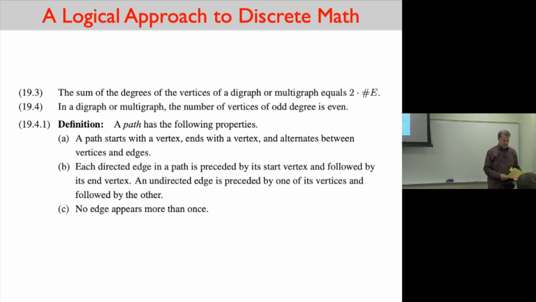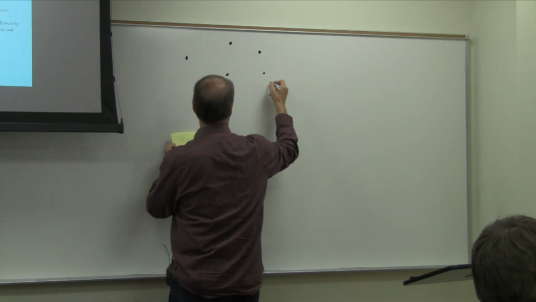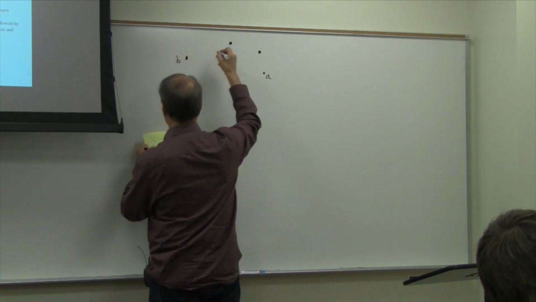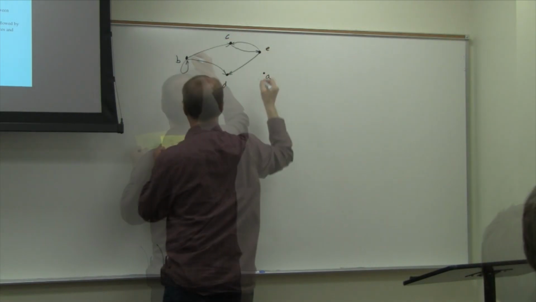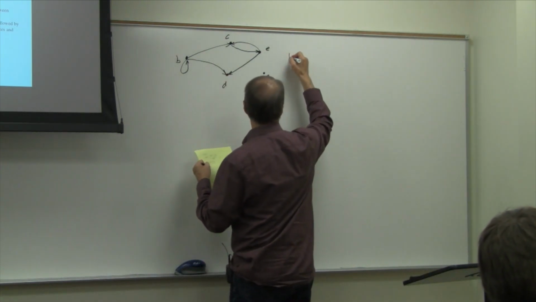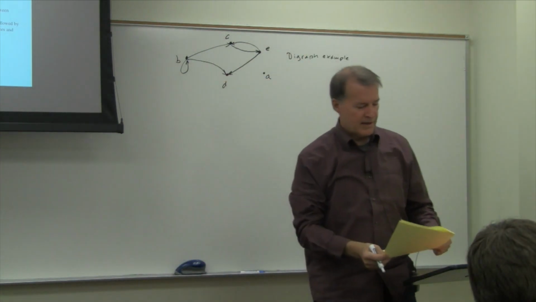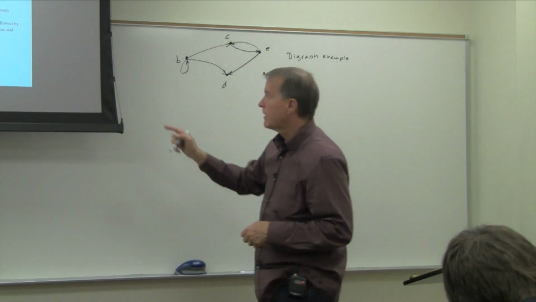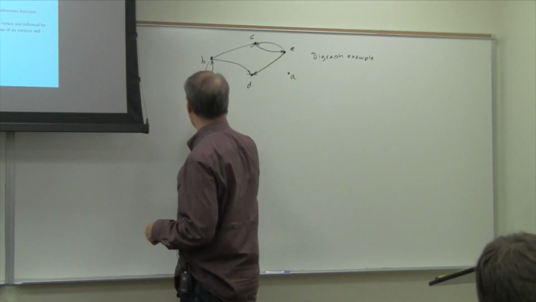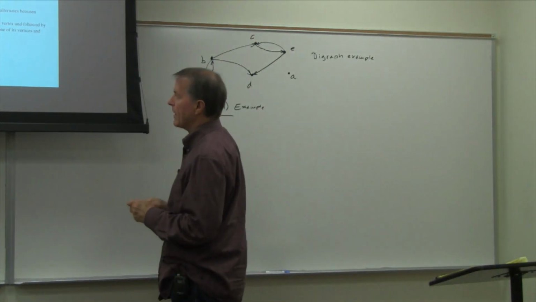Now, to illustrate this definition of a path, I want to go back and put up this digraph that we did before. We had a digraph that looked like this. And this is A, B, C, D, E. All right, so here's our digraph example from last time. And now, with this digraph example, let's see what the definition of a path is.